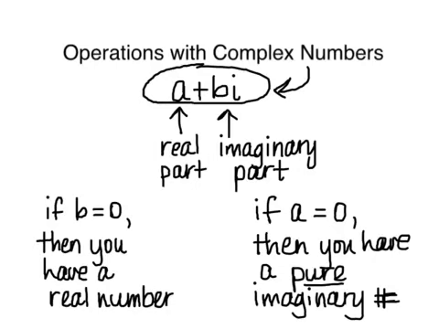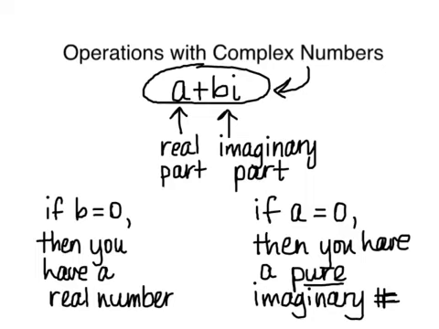Complex numbers are usually written a plus bi. A is called the real part and the bi is called the imaginary part. But the whole thing together, the a plus bi, is called a complex number because it's got a mixture of a real and imaginary part.